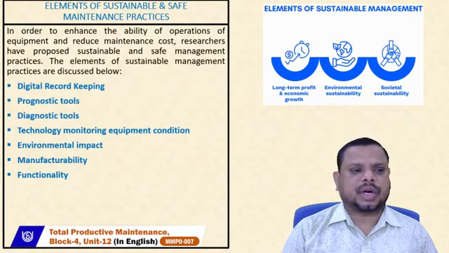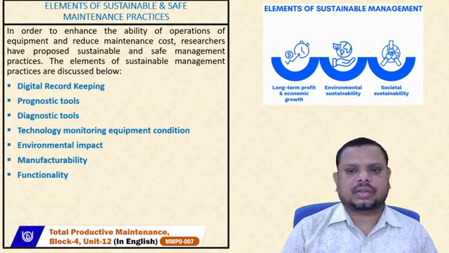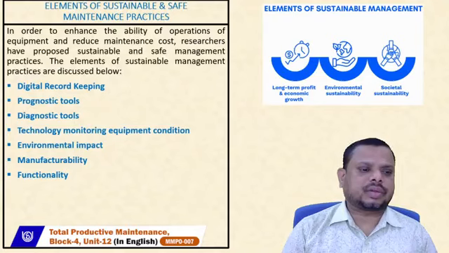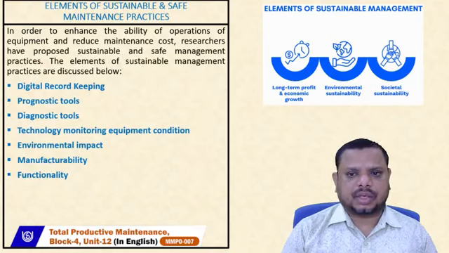The first important part is digital record keeping. The next one is prognostics tools. The third one we have is diagnostics tools. The fourth one we have is technology monitoring equipment conditions. The fifth one we have is environmental impact. The sixth one is known as manufacturability, and the last one is known as functionality.